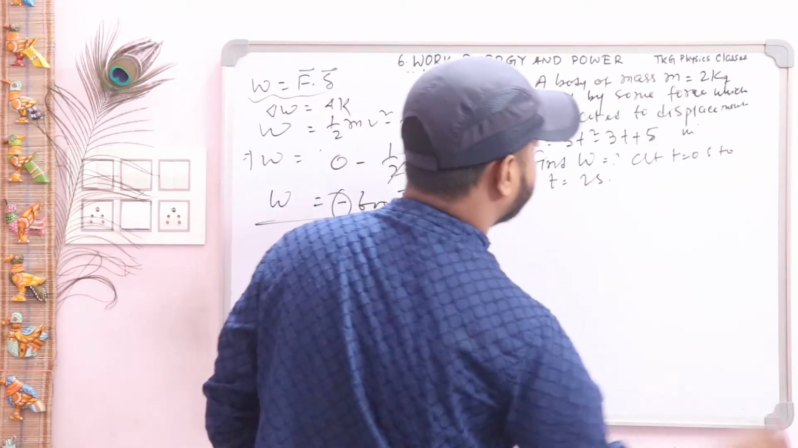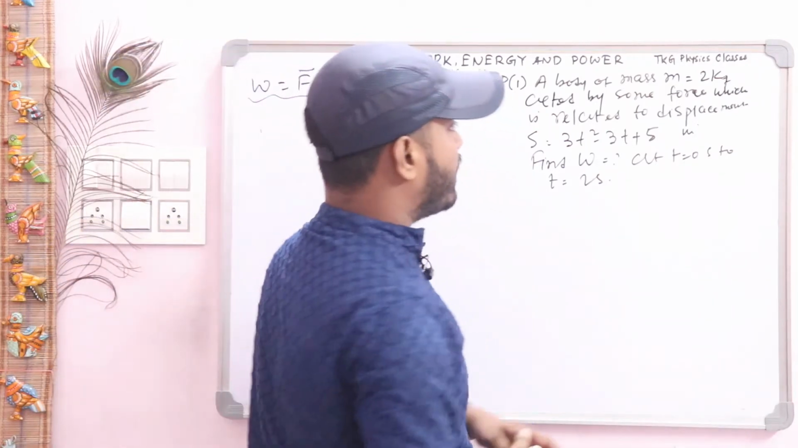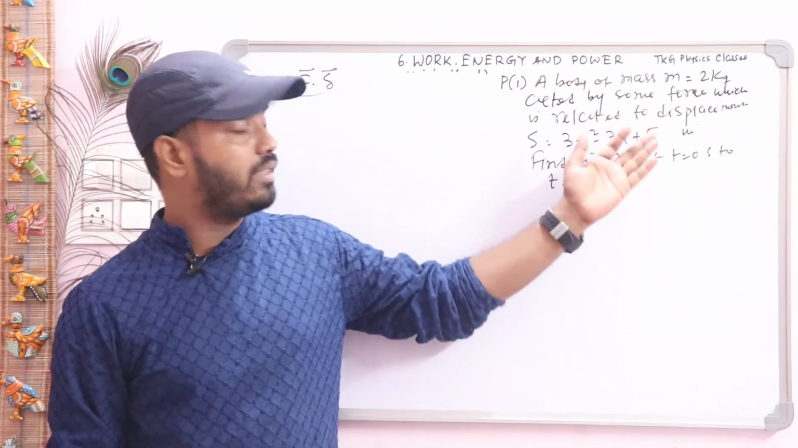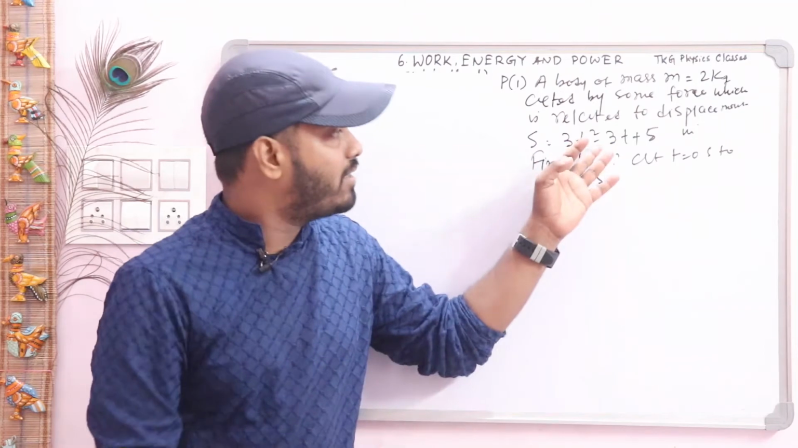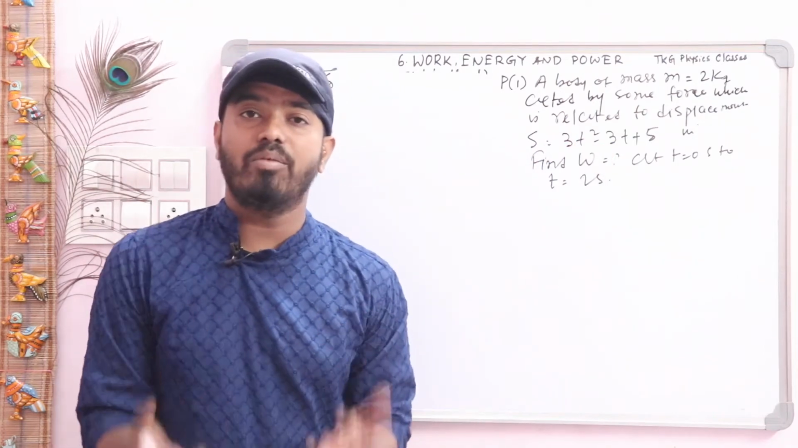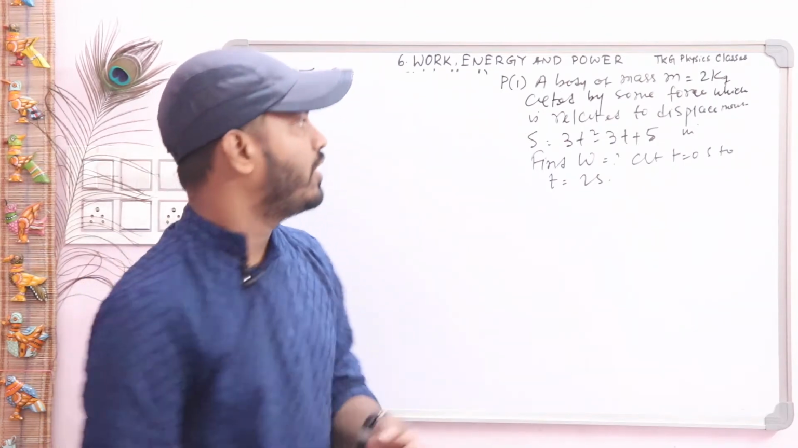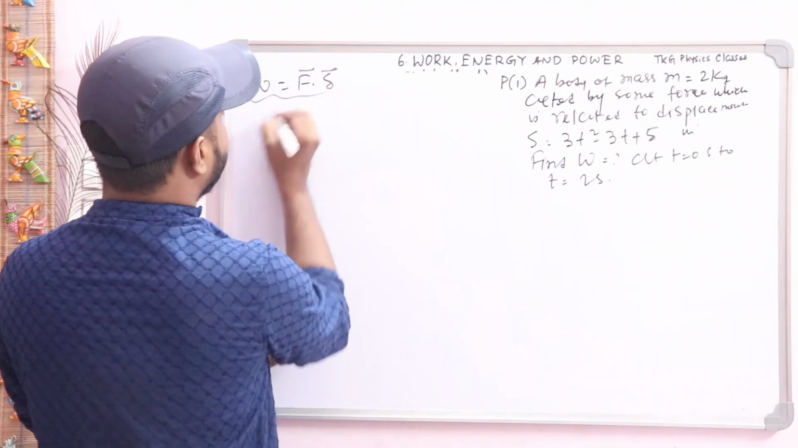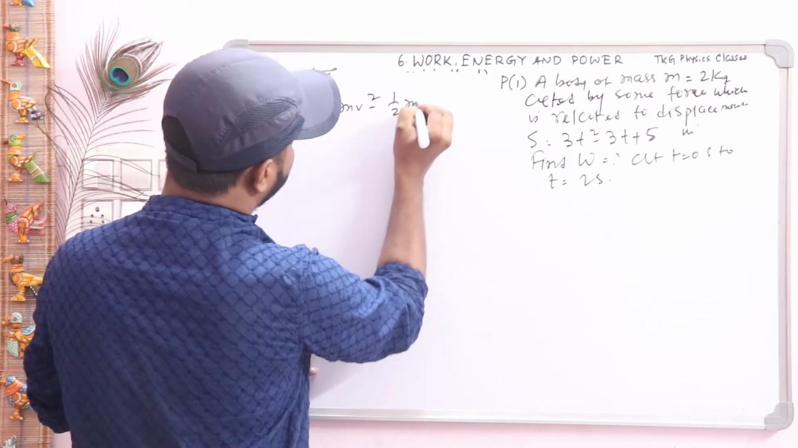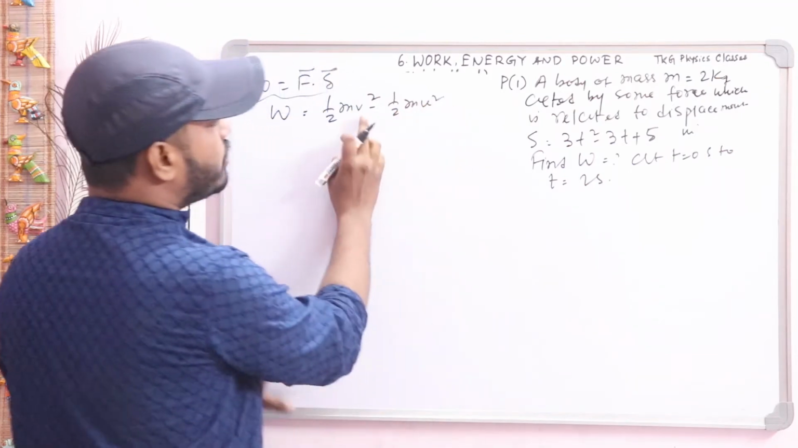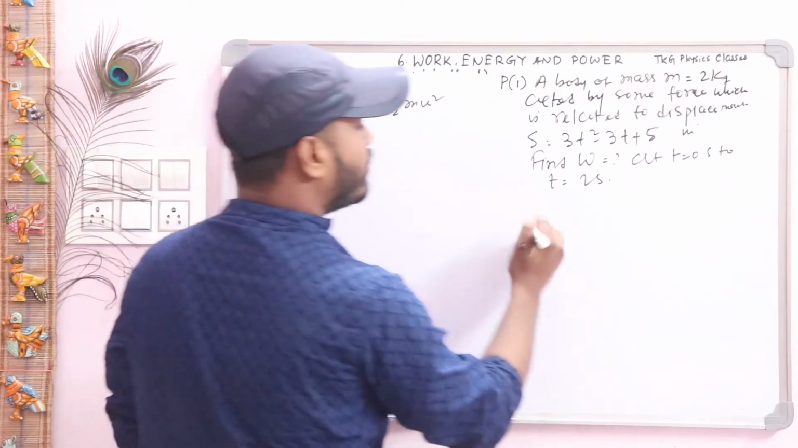Okay, find it. Same thing here: you have to find out the work done, but the force is not given. Mass is given, and the force is related to displacement, and the displacement value is given. So what is the process? You have to use the work energy theorem. According to the work energy theorem, W equals half mv square minus half mu square. At first you have to find the values of v and u, then you will solve this.